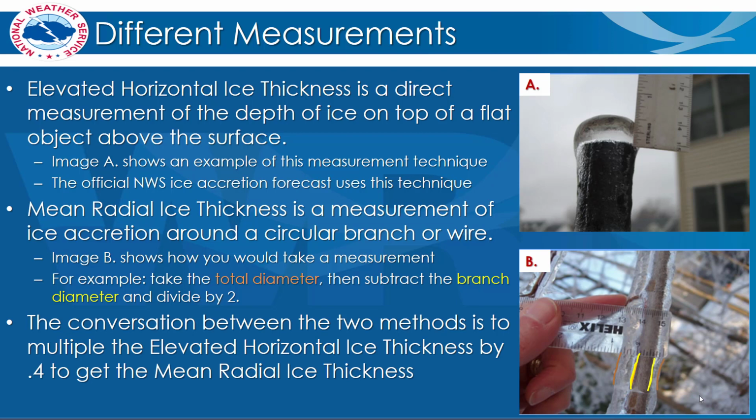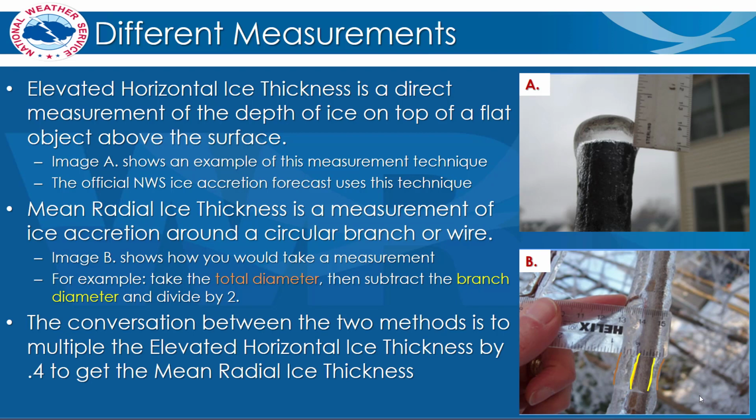The second ice accretion forecast that may be provided is given as mean radial ice thickness. This is common in the utility industry. This measurement is how much ice has accumulated around a circular object, such as a branch or a wire. Image B is an example of this measurement, which is calculated by taking the total diameter of the ice in the branch, then subtracting the diameter of the branch away, and then dividing by 2 to get the ice accretion.